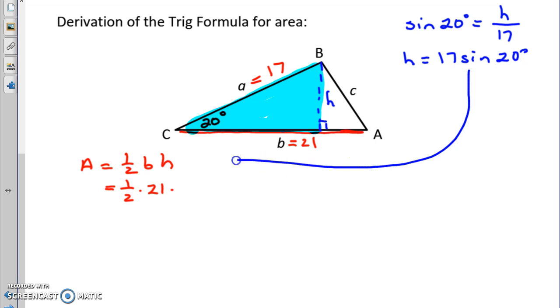Then we're going to utilize that and plug in 17 times the sine of 20 degrees as the height. From here, I'm going to rearrange the factors in the multiplication a little bit. Since it doesn't matter what order in which we multiply together four numbers, I'll multiply it as 1/2 times 17 times 21 times the sine of 20 degrees.